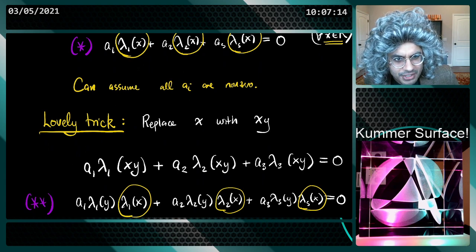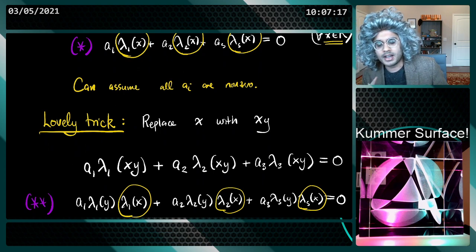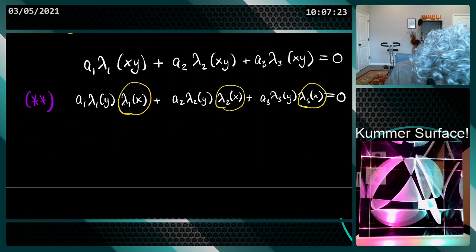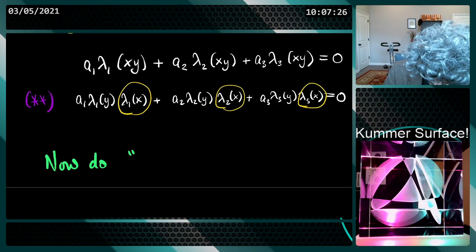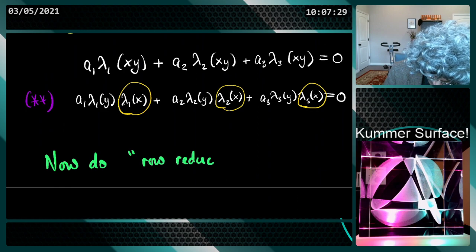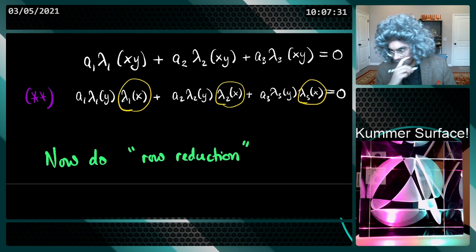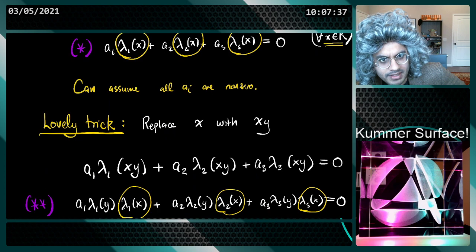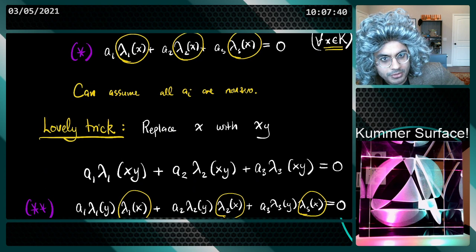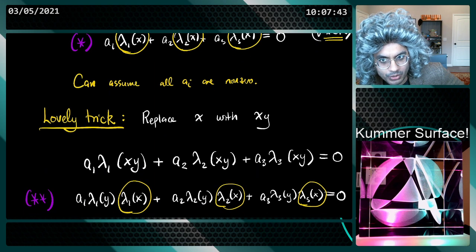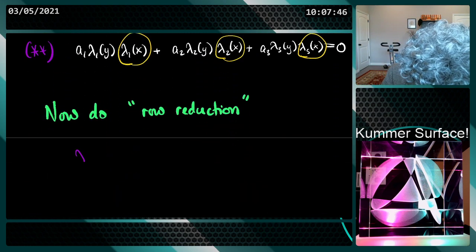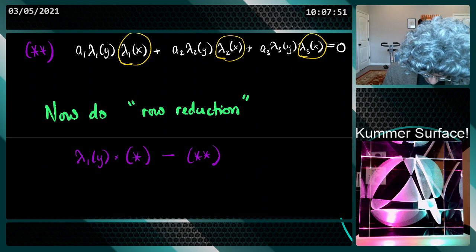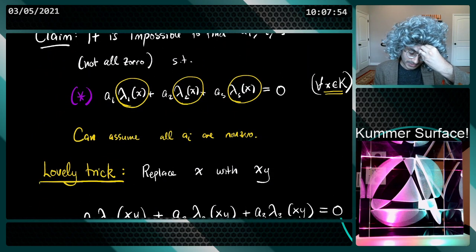Okay, so how would you actually do it? You would do something like row reduction. You multiply equation number 1 by lambda 1 of y and subtract equation number 2. And what do you get?